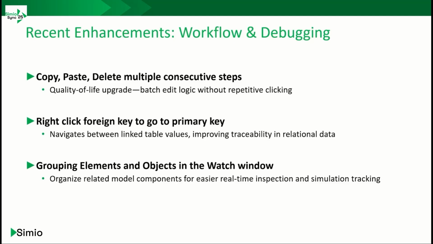Second, you can right-click on a foreign key and instantly jump to the related primary key. It's another example of how Simio is streamlining navigation, getting you directly to the data or logic you need to investigate. And finally, we've improved the watch window by adding support for grouping elements and objects. This will make it easier to organize what you're tracking during model execution, especially when you're monitoring multiple processes, resources, or data elements in real time. These features all follow a theme: less clicking, faster navigation, and more focus on the logic that matters. Many of these are foundational changes, but now let's shift to some new modeling features.